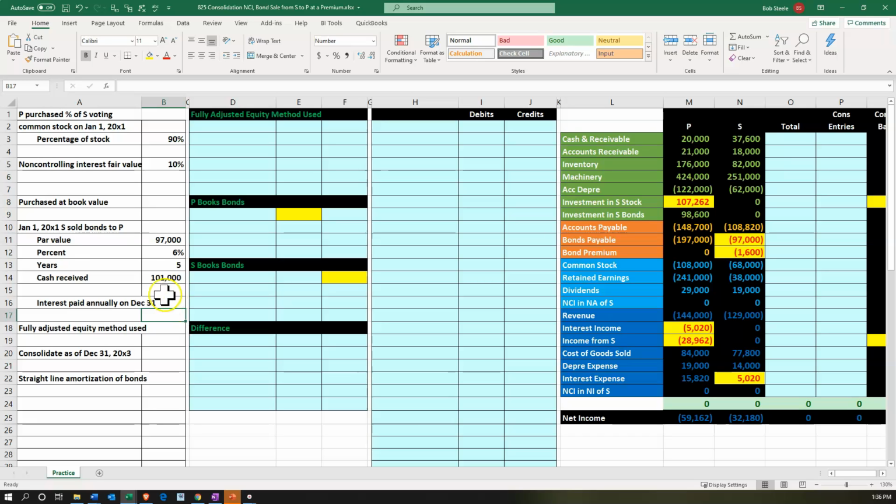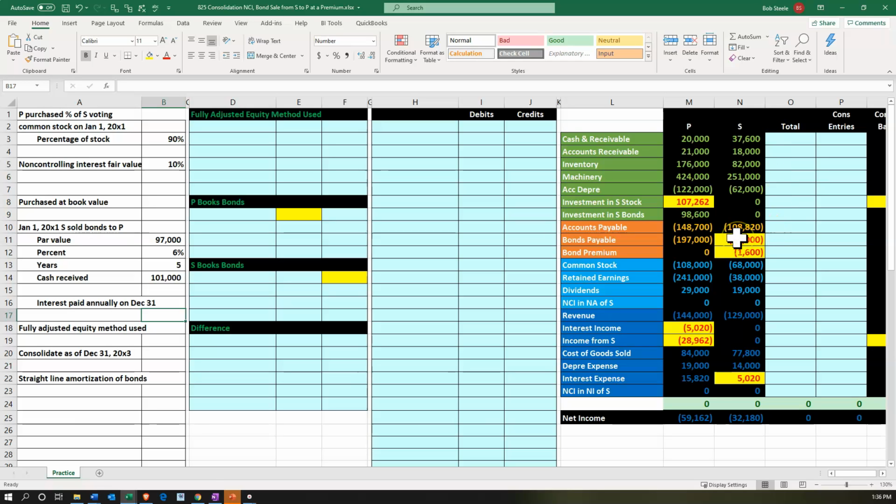We want to know which way these bonds are going. Remember, a bond is kind of like issuing a note, like a loan payment to ourselves. This time it's being issued by S, so S bonds to the parent, from the subsidiary to the parent, the issuance of debt. If you look at what has been recorded when this took place on January 1st, 20X1, we're going to be doing the consolidation as of 20X3.